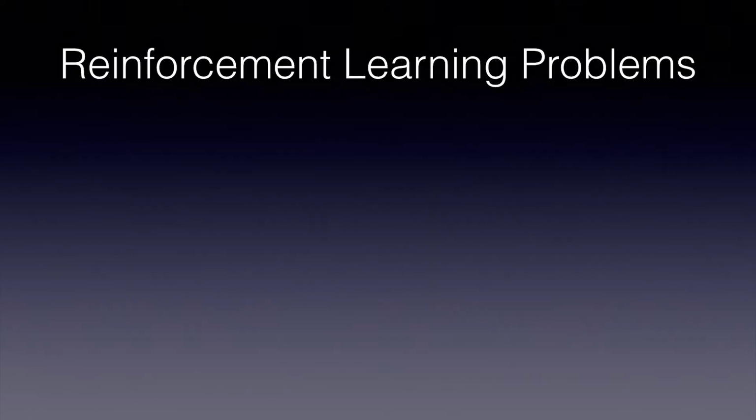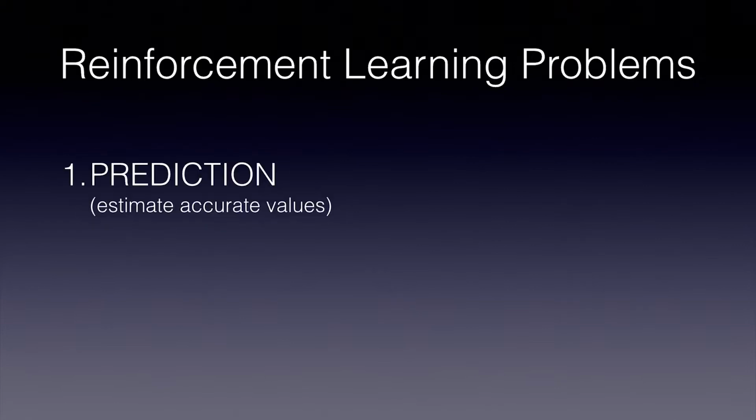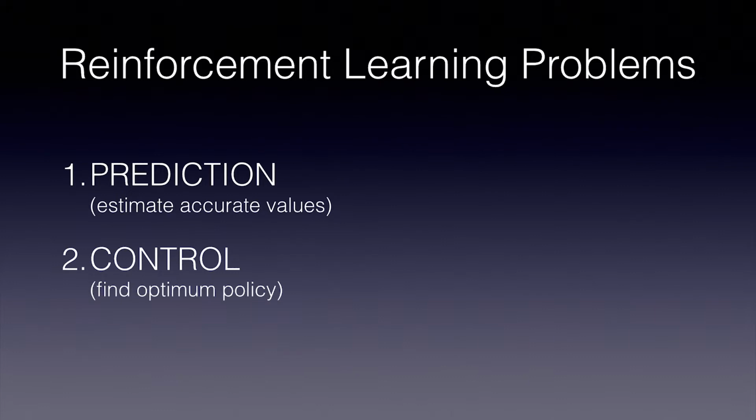In reinforcement learning, we're looking to solve two problems. First, the prediction problem. In other words, we need to calculate accurate values for each possible state. Second, there's the control problem where we need to find the optimal policy which leads to the highest expected rewards. These two go hand in hand and often depend on each other to reach an optimal solution when we have imperfect data about the environment we're in.